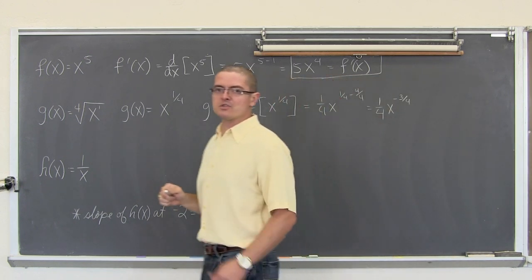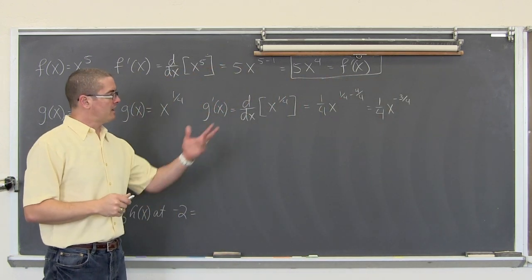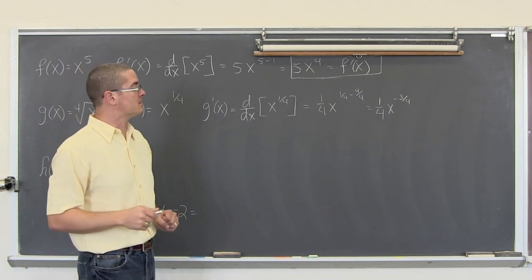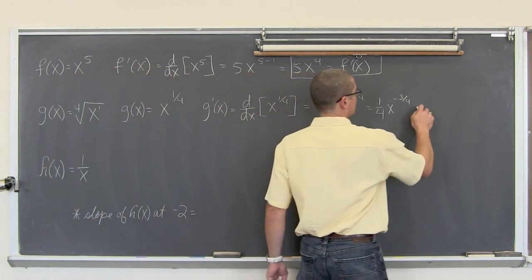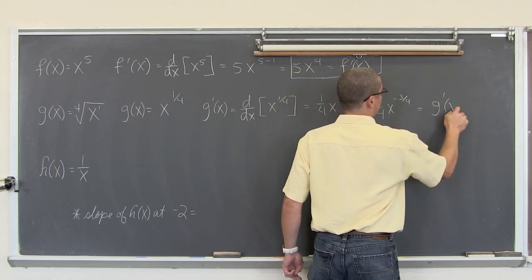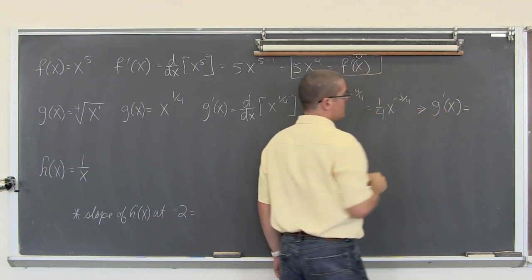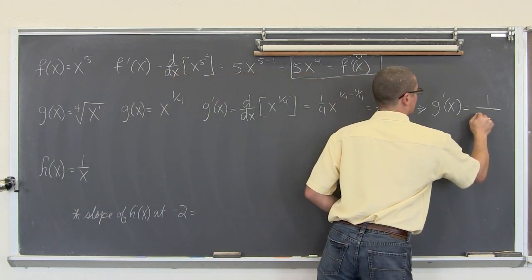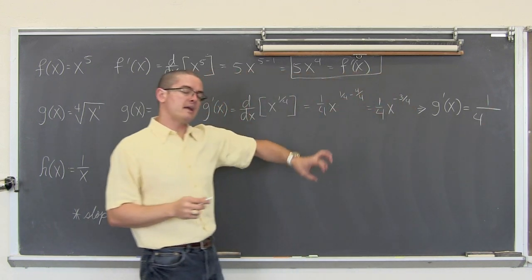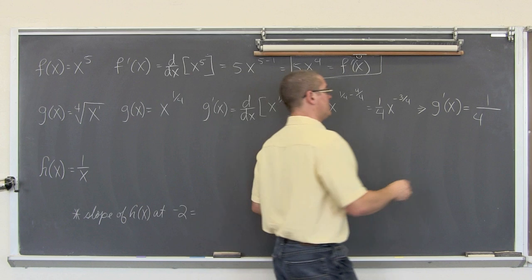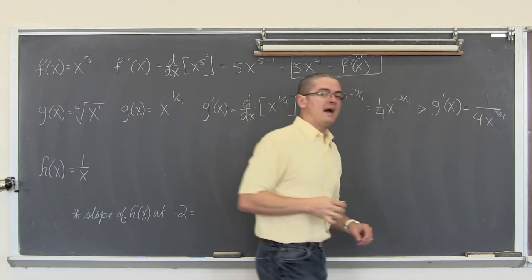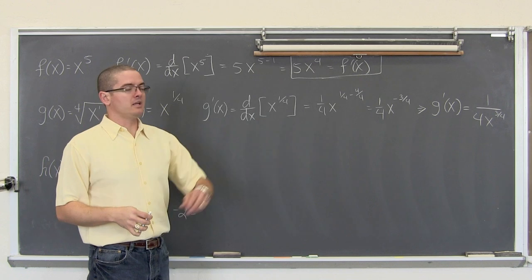Alrighty, well, we don't usually want to leave negative exponents, so I'm going to take that x to the negative 3/4 and drop it to the bottom and have g prime of x is equal to 1/4, and taking that x and dropping it to the bottom, we get 1/4x to the 3/4 power. And that's a perfect way to leave your answer.